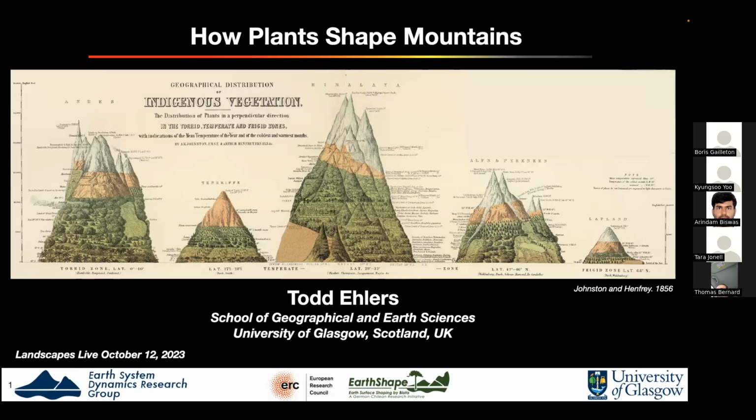What I'm going to talk about today is actually taking this forward in time now and asking the question: if you're looking at different latitudes like this, how does this vegetation influence the surface processes that are active on these different landscapes? So that's where we're headed.